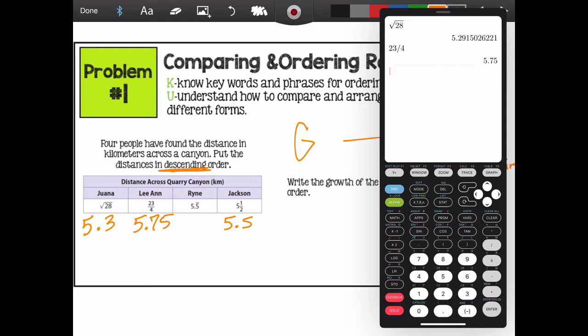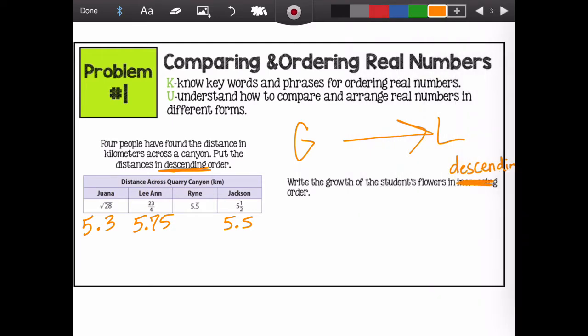Now that they're all in decimal form, I'm going to get rid of my calculator, and I'm going to go back to make sure that I put them in the correct order. And again, we want to go from greatest to least because they use that word descending. So here I can look at these and I can automatically see that 5.75 is the largest. So Leanne is going to be first in my order. Okay, and so I can mark through that.